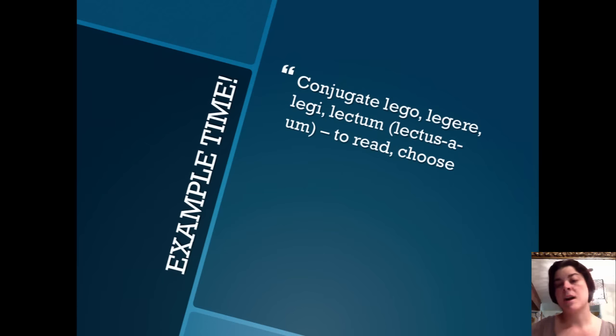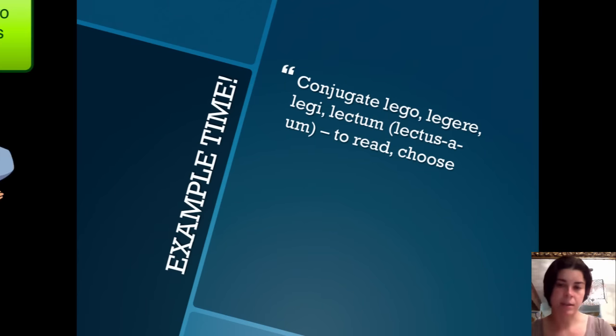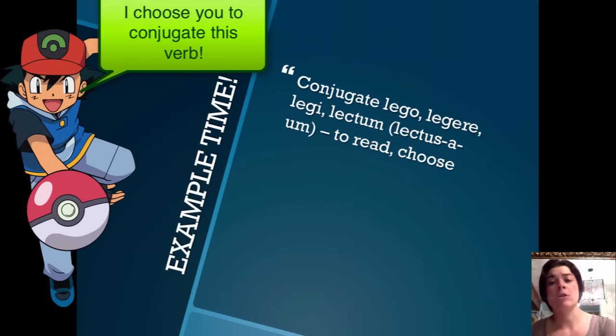First, let's conjugate lego, legere, legi, lectum. That perfect participle is lectus, -a, -um. Whenever you see that fourth principal part ending in -um, just take off the -um and add -us, -a, -um, and you have the participle. It's just that the book likes to give you the supine form rather than the participle, but it's essentially the same thing. Lego means to read or to choose.